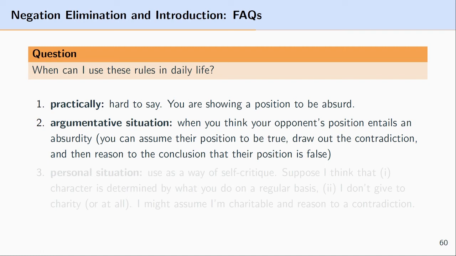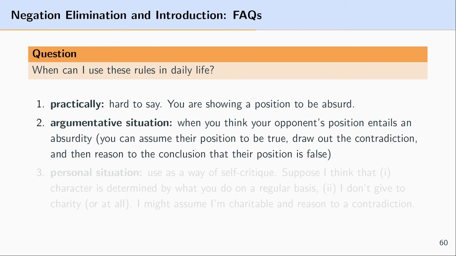You might use this when you think an individual's position yields a contradiction or reduces to absurdity or yields a practical consequence that the proponent of the position would never accept. So the way you would do this is say, okay, person I'm arguing with, I'm just going to grant your position is right. Then you draw out the contradiction in their view, and then you reason that their position has to be false.